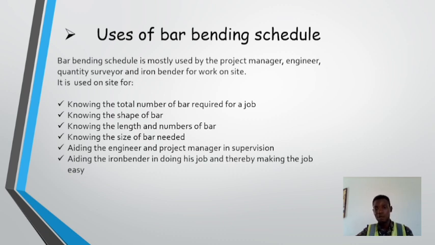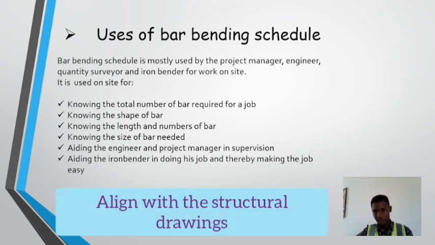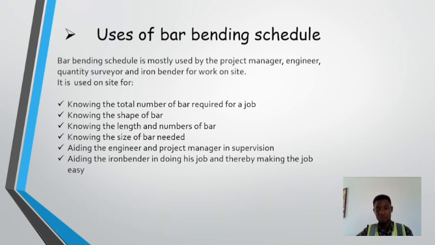So for the work that has been done, the project manager uses the bar bending schedule to check if the job executed aligns with it. The engineer uses it to check work on site as well, just like the project manager. The engineer is involved in the day-to-day activities of construction on site, so you use it to make sure everything is done according to what is in the structural drawing.